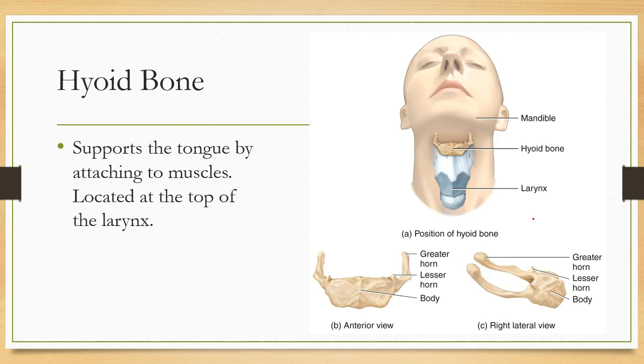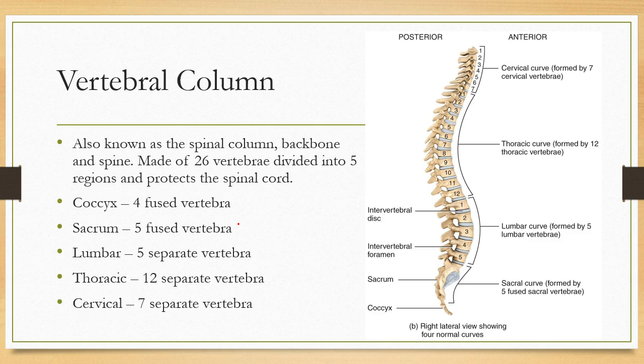Okay, fontanelles, hyoid bone. So this bone is found in the anterior of the neck above the larynx for attachment of ligaments and tendons. Vertebral column, we are split into several different sections.